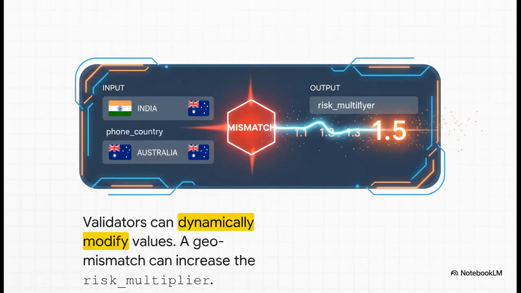And here's another fantastic example of that same idea. In this geo-fraud check model, we're comparing the phone country to the IP country. If they don't match, which is a classic red flag for fraud, we can dynamically bump up the risk multiplier. See? This isn't just about rejecting bad data anymore. It's about embedding actual business intelligence right into your data structures.